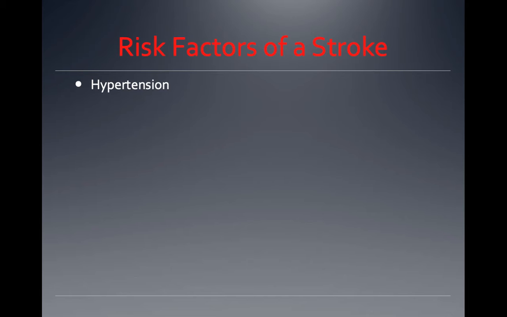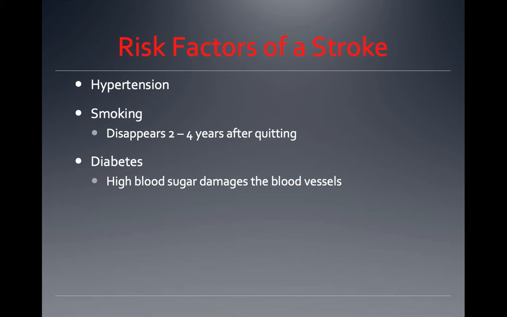So risk factors of having a stroke would be hypertension, smoking. Now, of course, if a person stops smoking, the risk from smoking will disappear about 2 to 4 years after they quit, which is really good. Diabetes is also a big risk factor as well, because we know that sugar damages blood vessels. Cholesterol building up like a plaque in the artery can also narrow those blood vessels, and that is the interaction between sugar and the fats creating that damage.